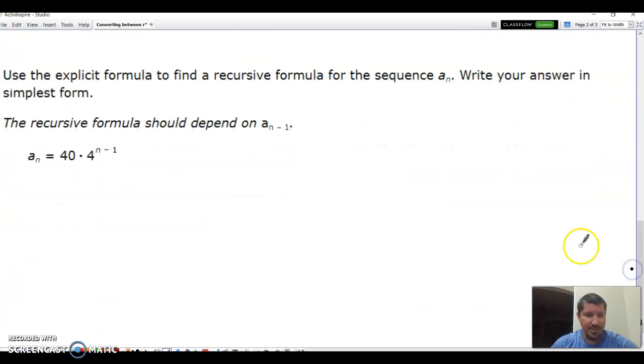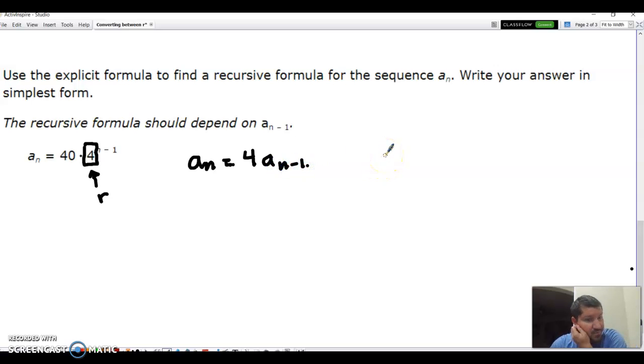And the geometric, this is my r, which is what I worry about. So this is a sub n equals, in this case, 4 times a sub n minus 1, and you're finished. Those should be really simple.